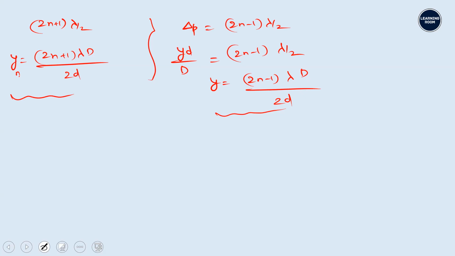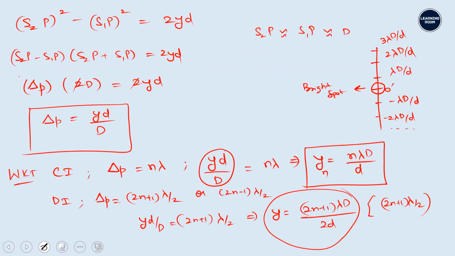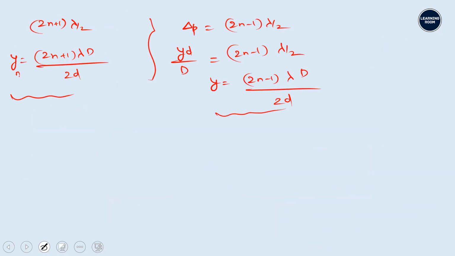At a distance of lambda into capital D divided by small d. So in between them, logically it should be a dark spot. But if I put n equal to 1 here, then what am I missing? I am never getting the answer for lambda into capital D divided by d. Am I clear? So I should not put n here. We'll think of what we are supposed to do.